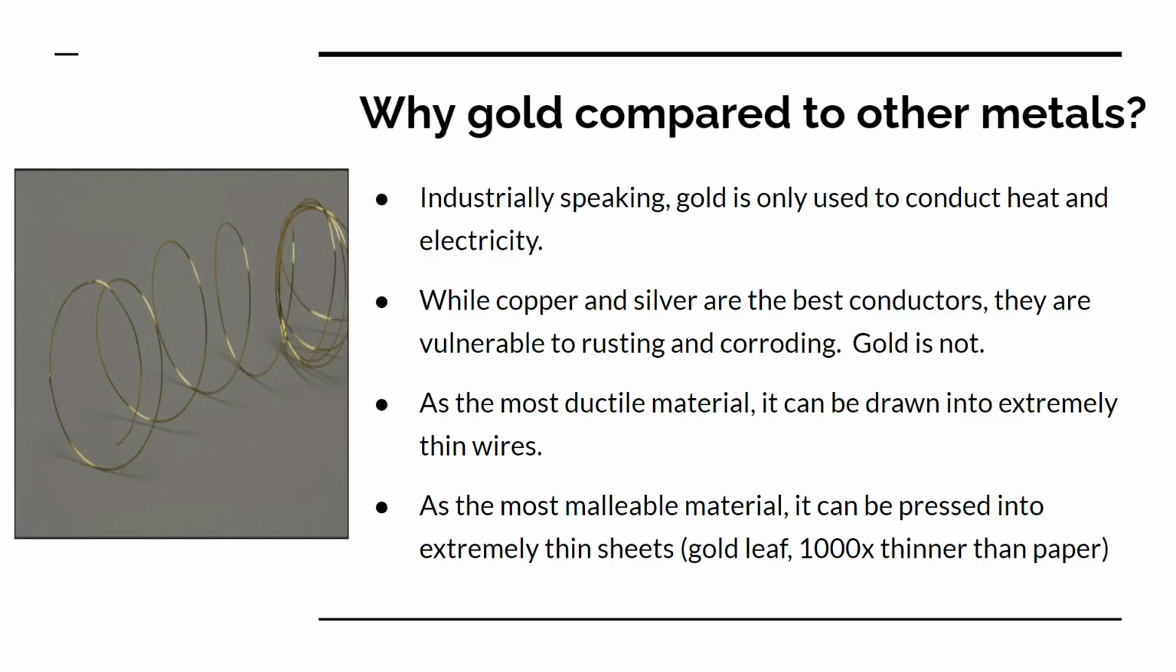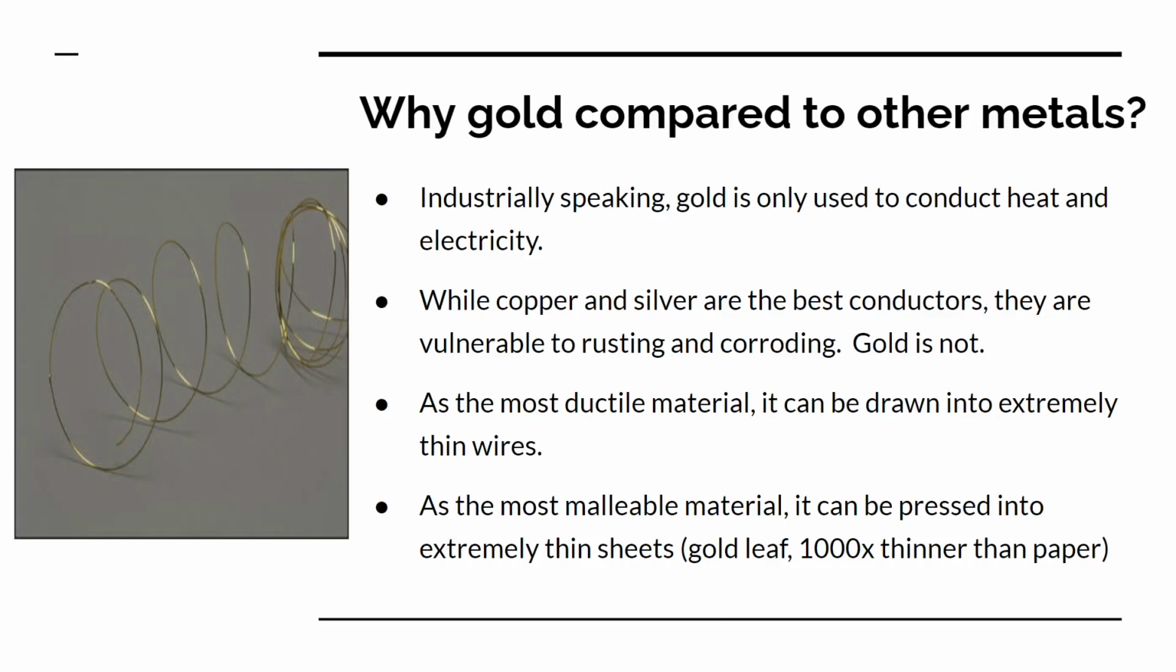Now, you might ask why gold is used compared to other metals. Now, industrially speaking, gold is only used to conduct heat and electricity. The other uses tend to be jewelry and investment.